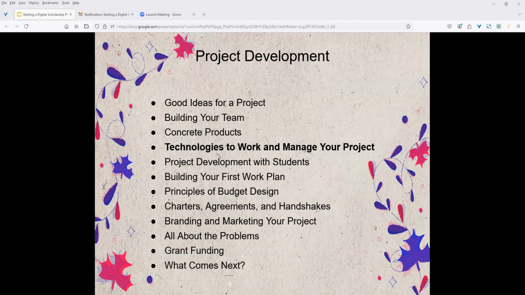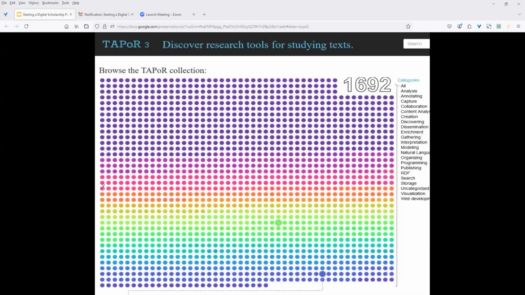Okay, so next one is the technologies to work and manage your project. A very good place to get started is this website called Tapor3. And this has research tools for studying text, for example, if that is your angle. And this is a great example because it has close to 1,700 different software packages. And you'll notice on the right-hand side here, it says the categories. So if you're doing some work on your project that involves some of these tasks, then it can help you restrict what you're doing.